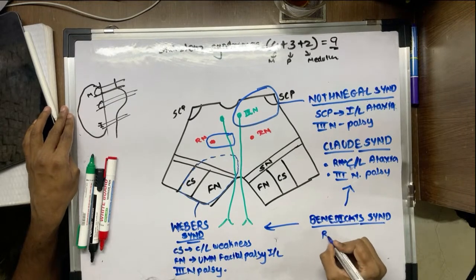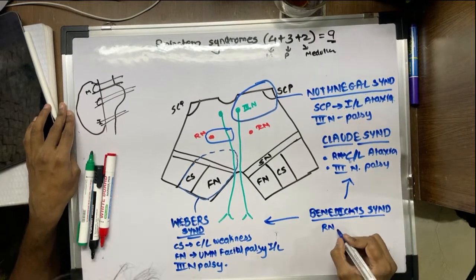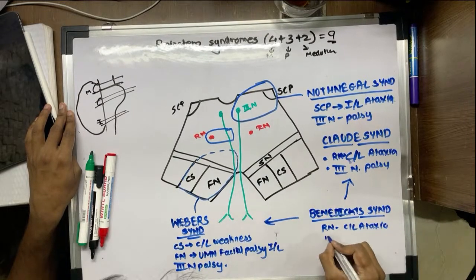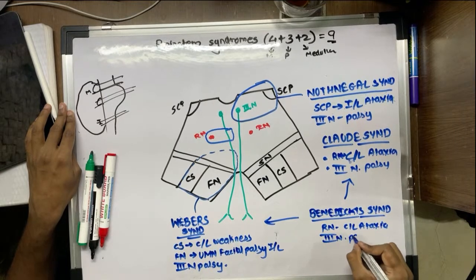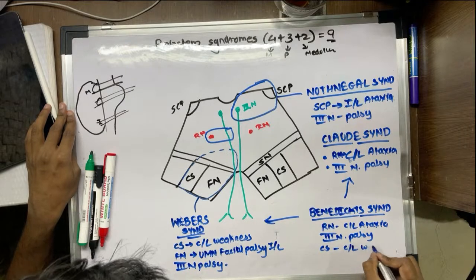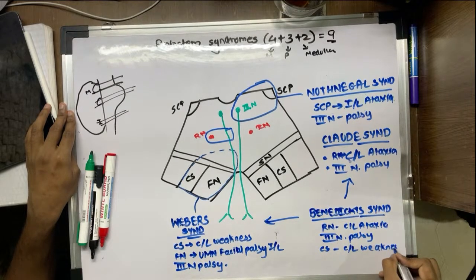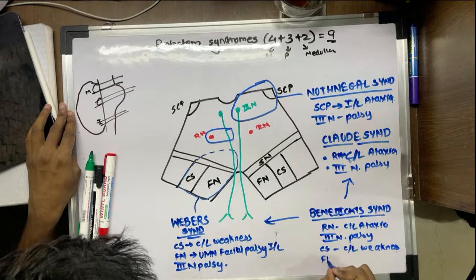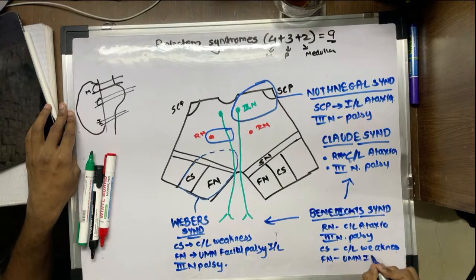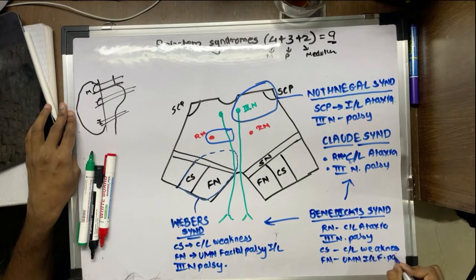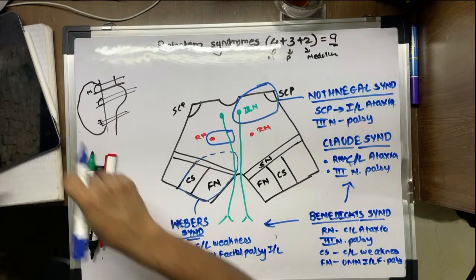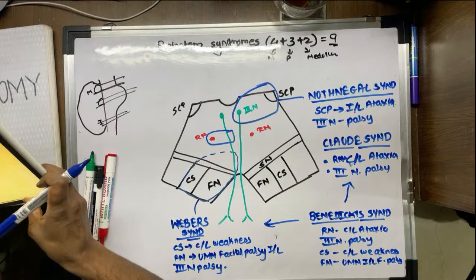So what will we see? Red nucleus involvement will lead to contralateral ataxia. Just copy the things which we've written. Third nerve palsy, which is common in both, and then corticospinal tract leads to contralateral weakness. Then facial nucleus involvement will lead to an upper motor neuron type of ipsilateral facial palsy. Alright, so this is it.